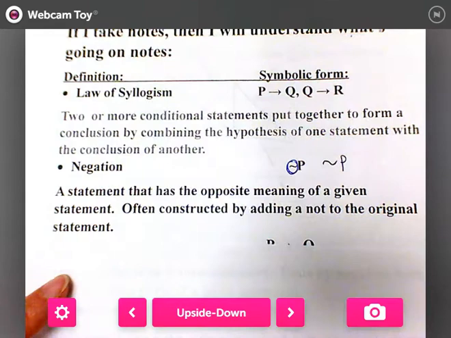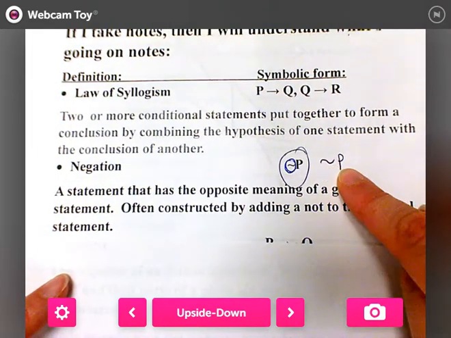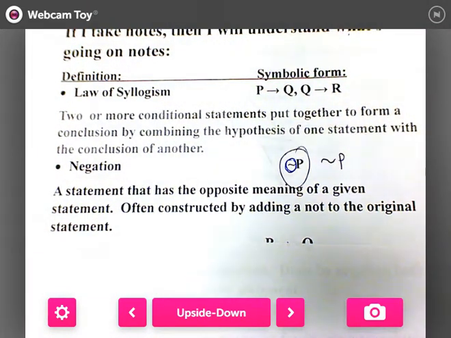Ignore this part. Not Q, P. You're like, what is inside that little circle? I have no idea. That symbol.